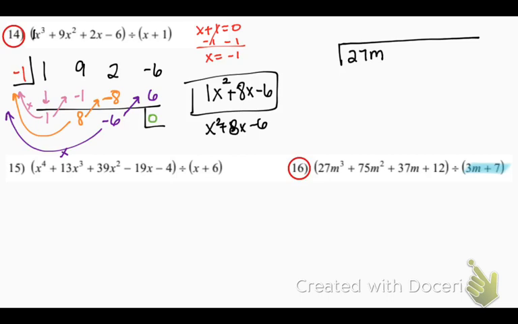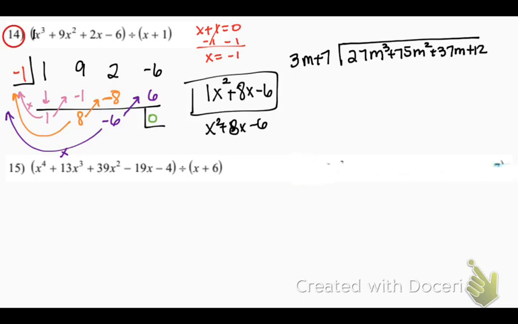27m cubed plus 75m squared plus 37m plus 12. And then the 3m plus 7 comes out front. Now I'm going to cover up number 16 so that I have room to write, and you should have it on your paper anyways, or what you're looking at. So to solve this, the first thing I need to do is I am always going to be multiplying this value, the 3m, times something. So 3m times what is going to get me 27m cubed?